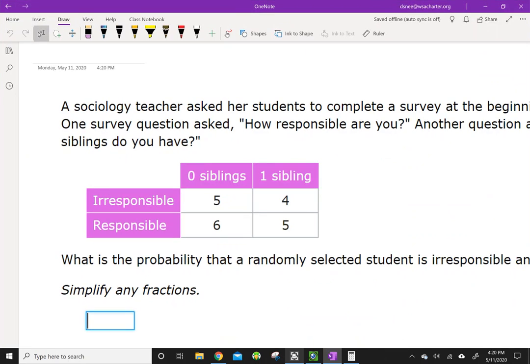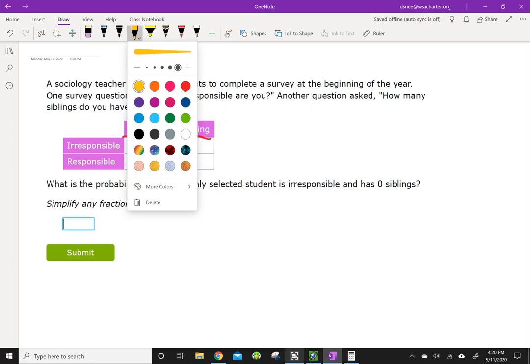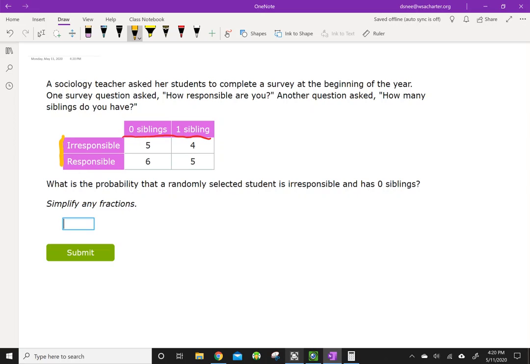Let's see here. To complete a survey at the beginning of the year, one question was, how responsible are you? The other is, how many siblings do you have? Okay, so the number of siblings is here on the top, and the number of people who responded as responsible and irresponsible are over here, the row headings. Okay, so those values, irresponsible and responsible, go across, and the number of siblings go down.